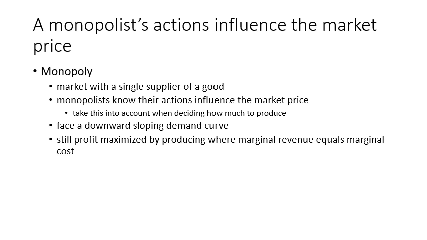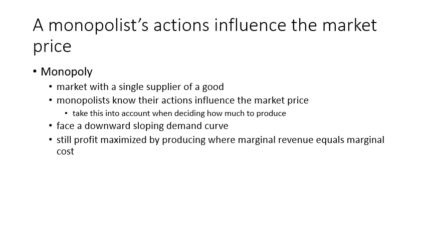A monopoly is a market with a single supplier of a good, only one firm supplying the good. As I just said in the previous slide, this can be relaxed a little bit to the point where we have several firms supplying a good, and that would be an oligopoly. Monopolists know their actions influence the market price. They take this into account when deciding how much to produce. So they know that if they produce less, prices will go up, but they also know that they're going to sell less at a given price.